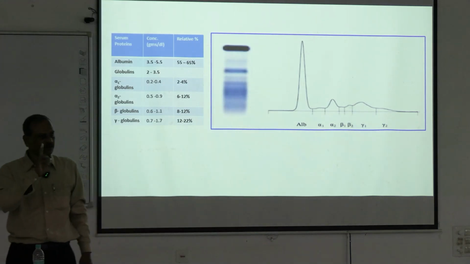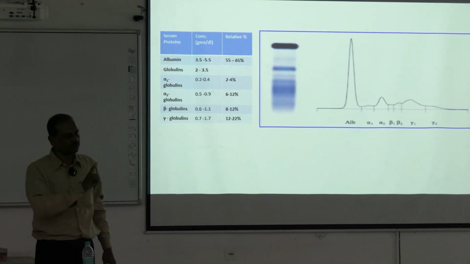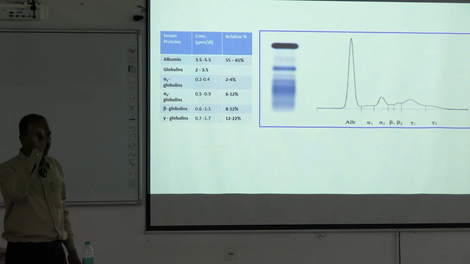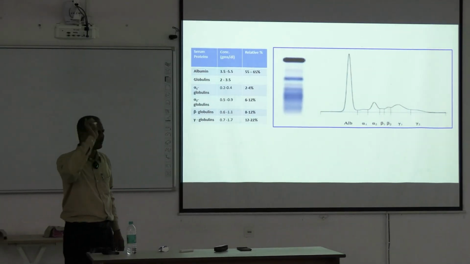Abnormal immunoglobulin produced by that plasma cell is called a paraprotein.